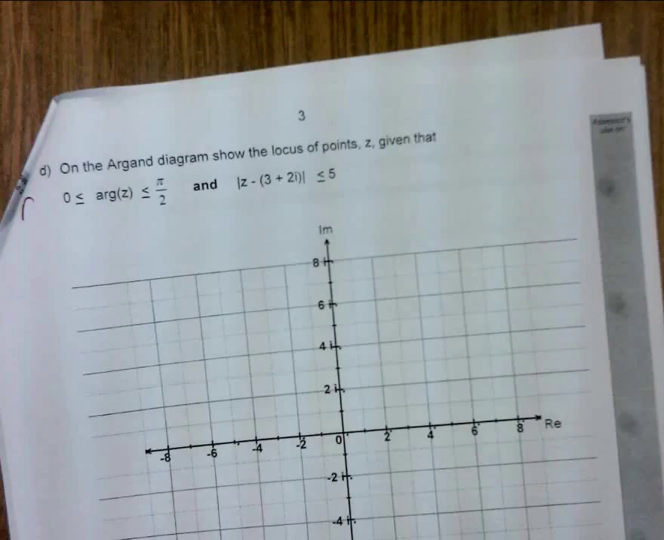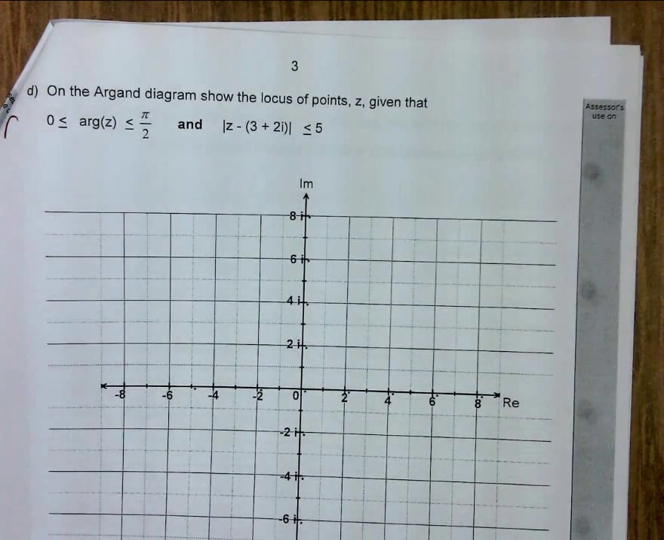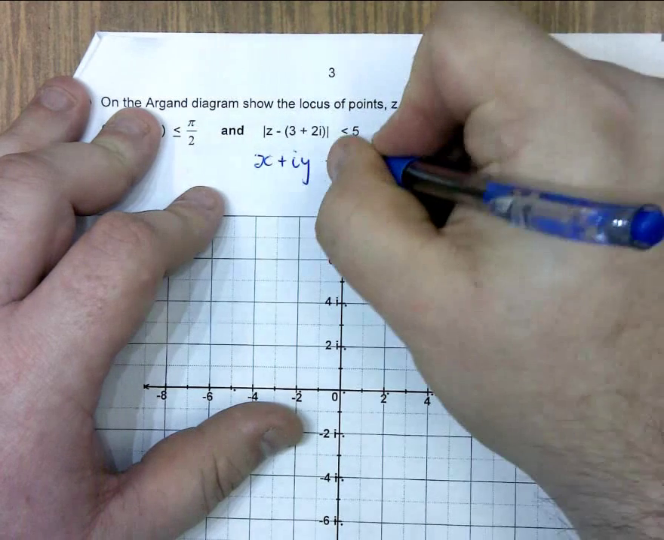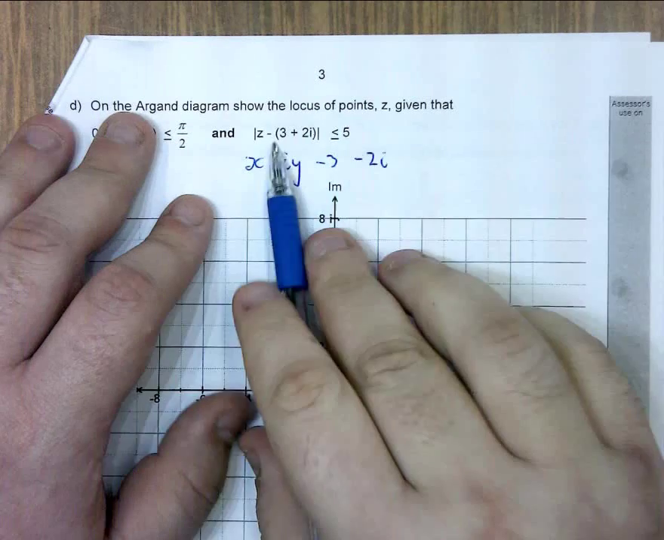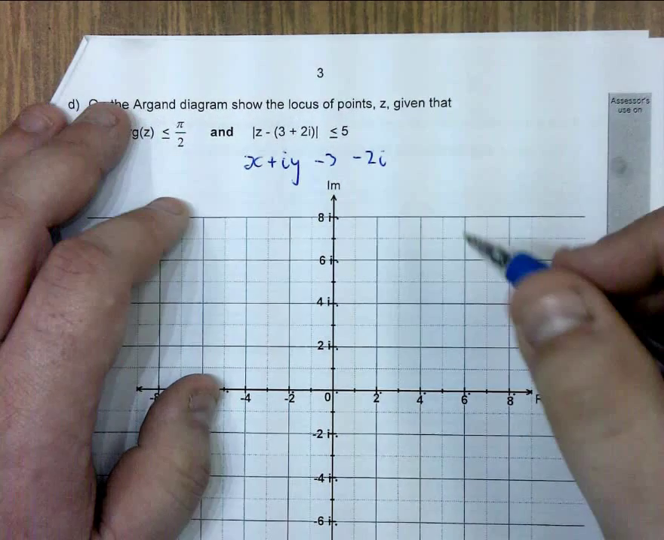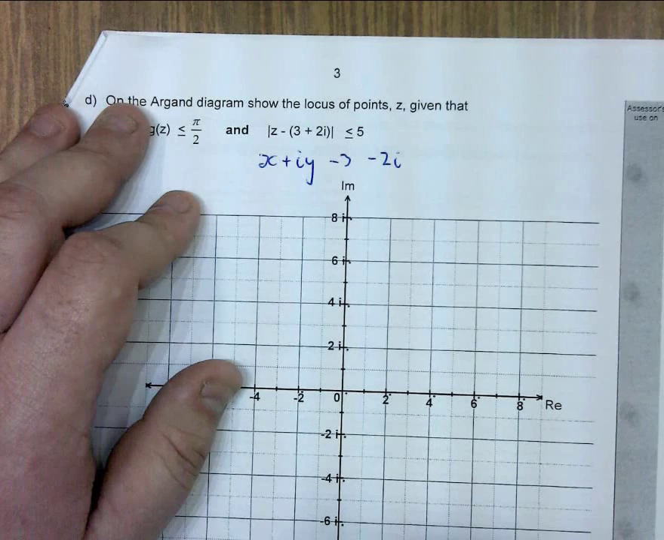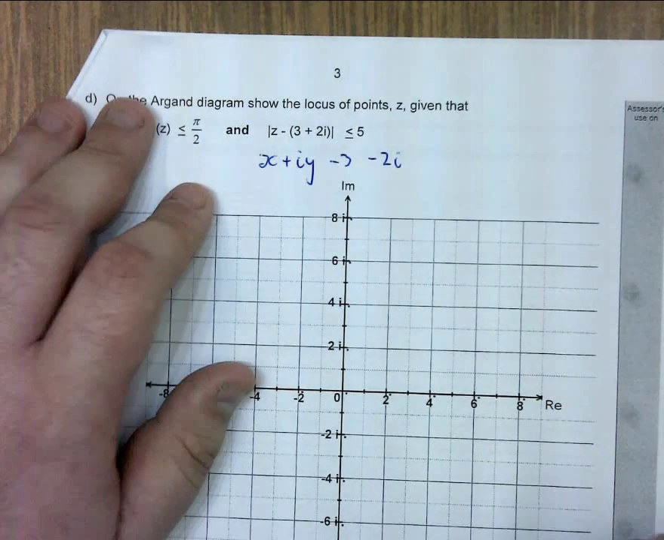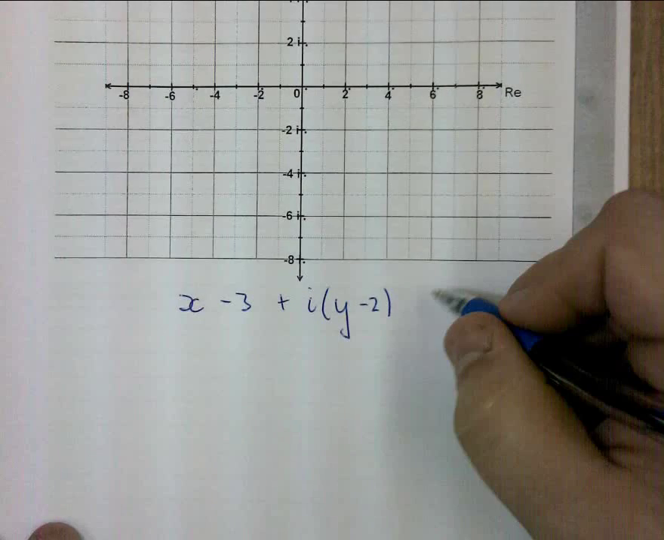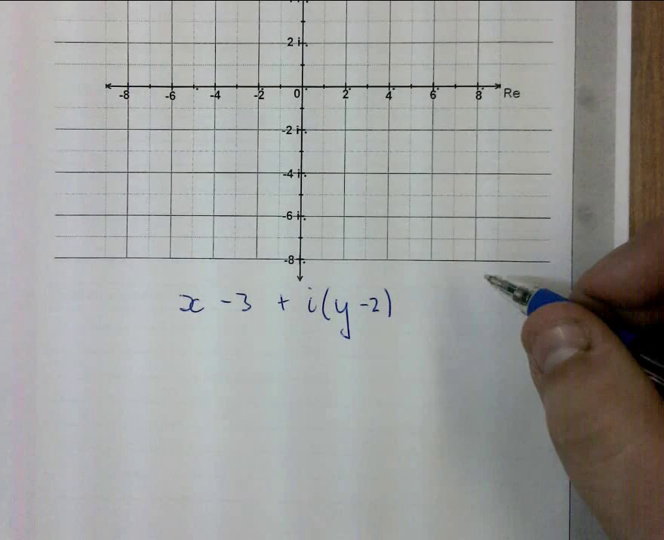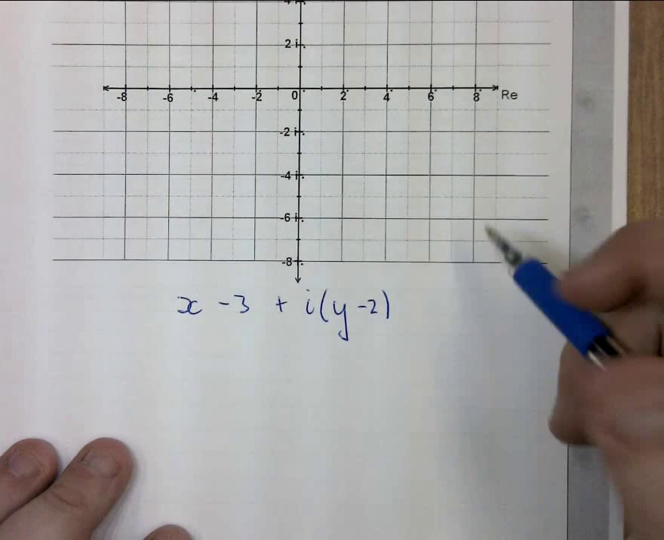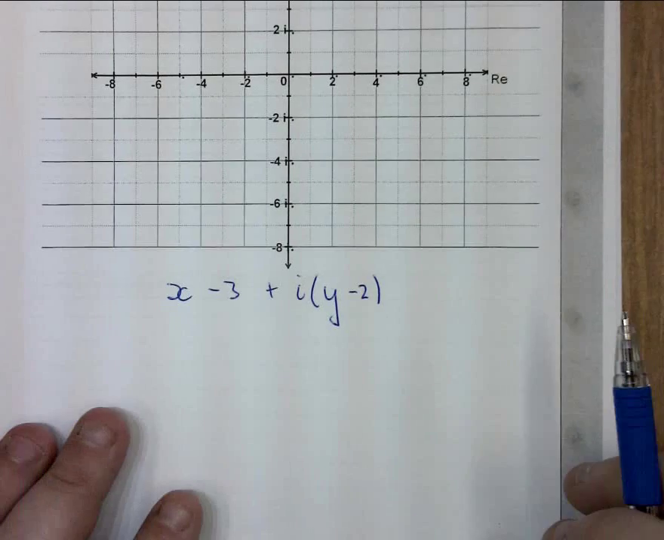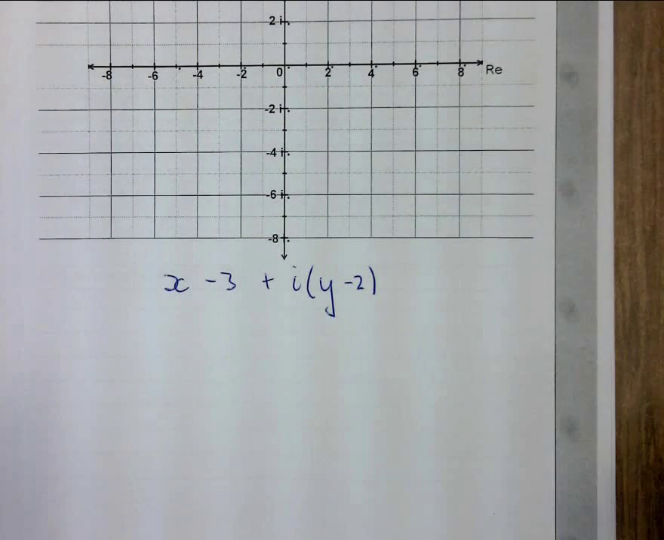Right, so z minus 3 plus 2i. So x plus iy minus 3 minus 2i. If I expand out that bracket with the minus sign, that's going to give me x minus 3 plus i times y minus 2. And that circle is going to have a radius of 5, but the locus isn't just equal to 5, it's less than or equal to, so it's going to be the points inside that circle as well.